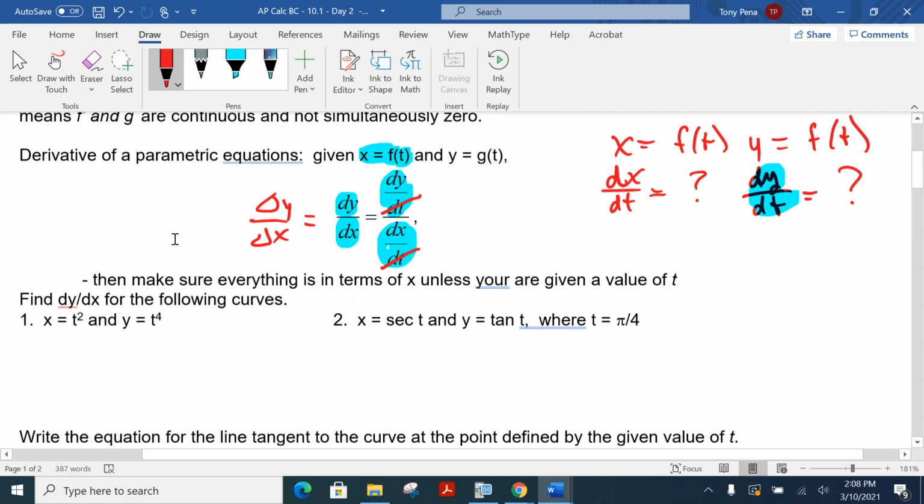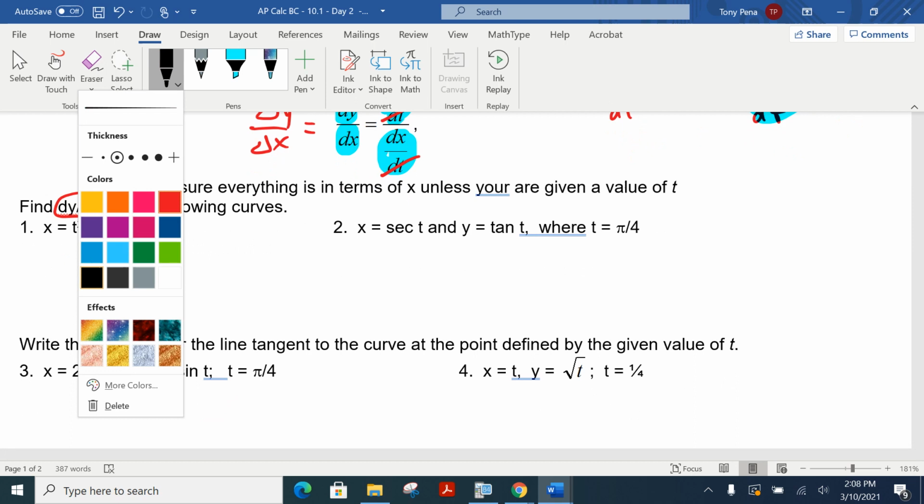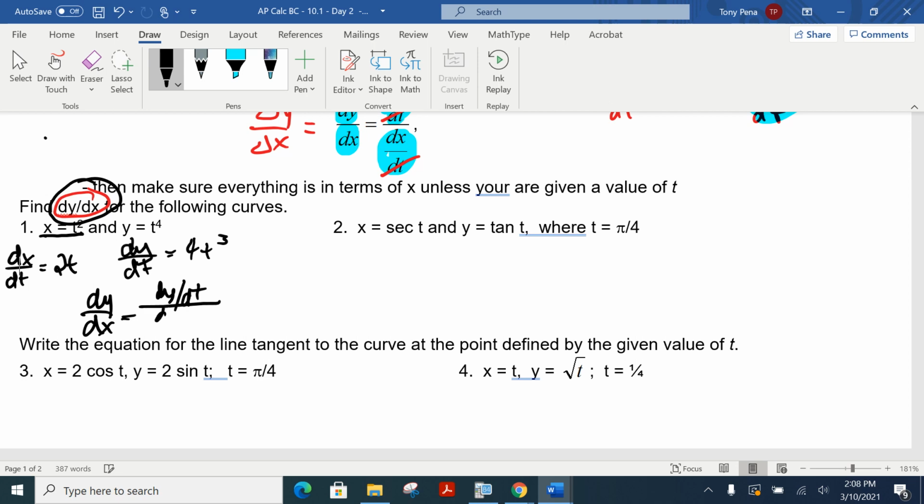So if you go down to number 1, if I wanted you to find dy dx, what we would now know is that if I took the derivative of this equation, that gives me dx dt. That's the change in my x position according to time, and that would be 2t. So that's not our answer. If I took the derivative of this one, that's my vertical change with respect to time, and that's 4t cubed. If, again, this is the ratio that I want, so if I want dy over dx, to create that, I need to take the dy dt, divide it by the dx dt, so the dt's will cancel.